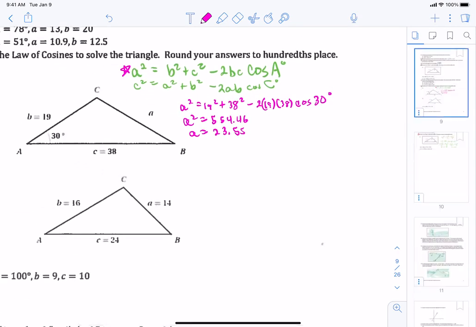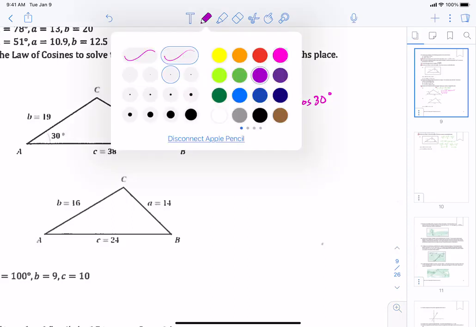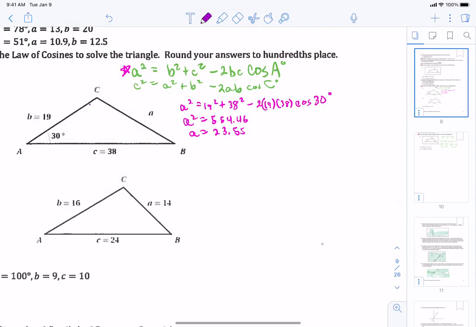To solve a triangle, you have to find all the information. Okay, so let's now go to angle, let's do C, what the heck. The only time angle C is going to appear is if we start out with C, so I have to use that version. So I know that 38 squared equals, now A squared I just found was 23.55, B squared is 19, 2 times A times B times the cosine of angle C.